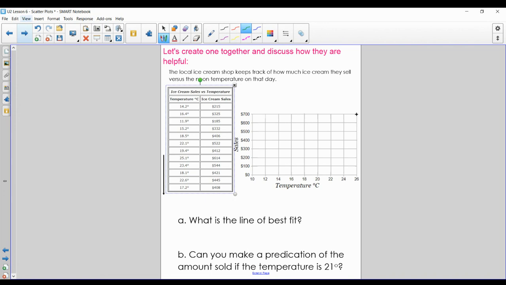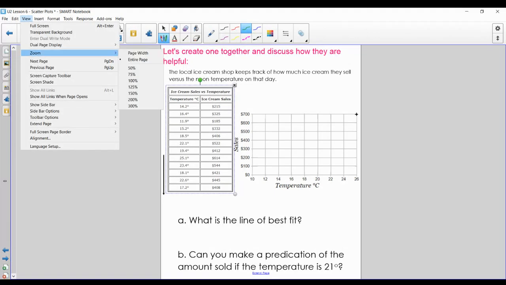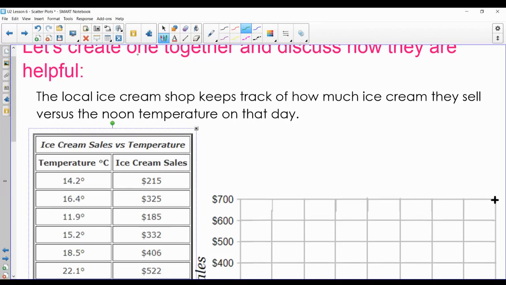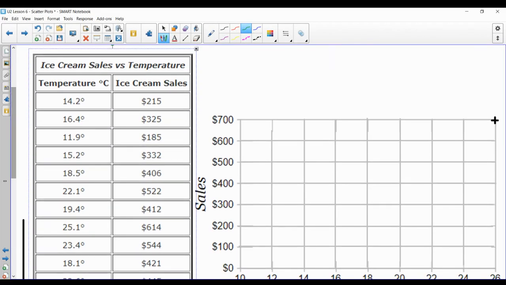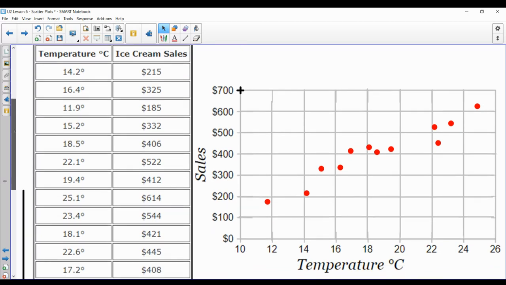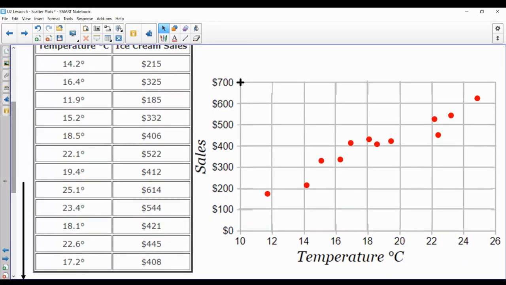If you look at this, I'm going to zoom in here a little bit. Okay, so here I have ice cream sales versus temperature. Before this, just to make it faster, I've plotted all of this data. Okay, so now I have all the data.